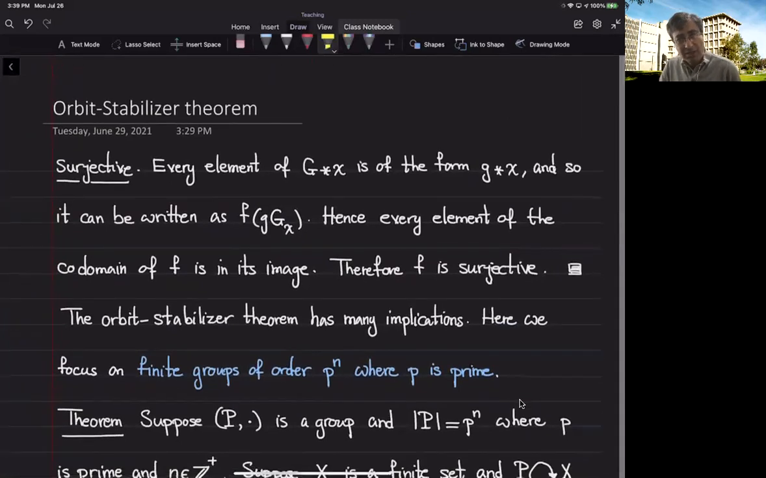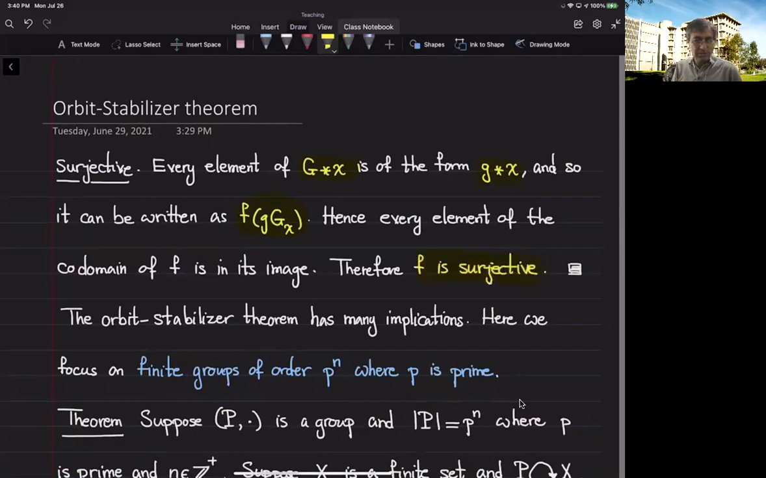Essentially, that's just the definition of the codomain. Remember, the codomain of F is the G orbit of X, and every point in the G orbit means a point of this type, G star X for some element G. But this is simply F of the coset represented by G. So this means every element of the codomain is in the image of F. It's F of something. And that means F is surjective.